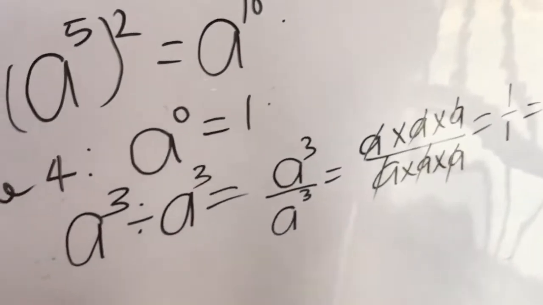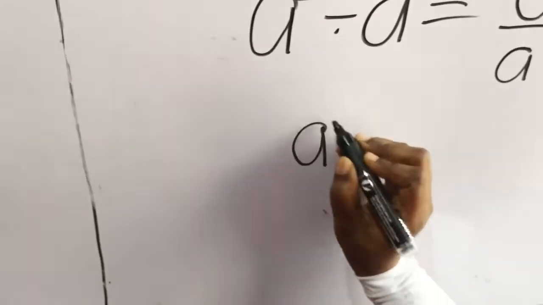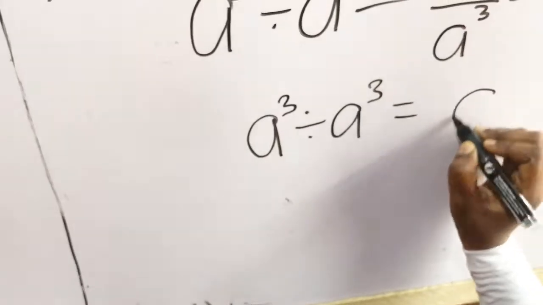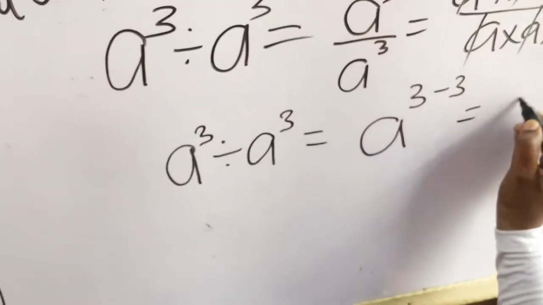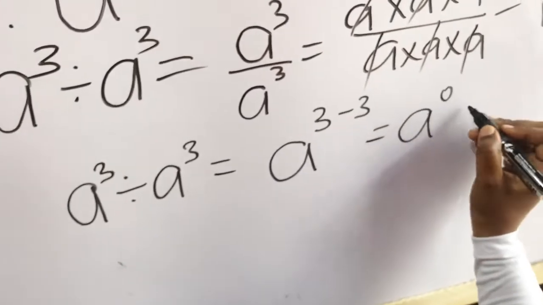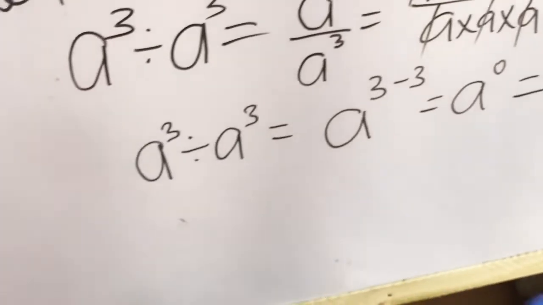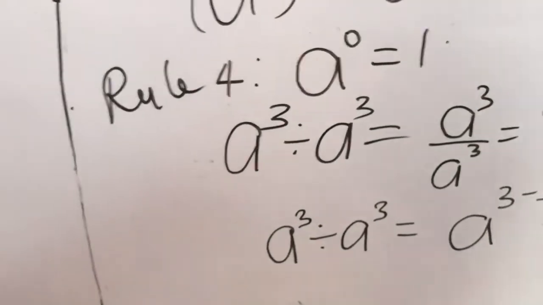which is equal to 1. Similarly, if you use the rule, a cubed divided by a cubed will be equal to a raised to the power of 3 minus 3, which is equal to a raised to the power of 0, which will eventually give you 1. So that's how to show that any number raised to the power of 0 will definitely give you 1.